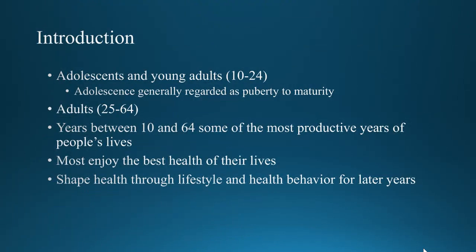Moving on to our next age groups, we'll talk about adolescents and adults. Adolescents and young adults range from the ages of 10 to 24. Adolescence is generally regarded as puberty to maturity. Puberty starts a little after 10, but for this sake, we'll say at 10, and then you are not fully mature until the age of 24. So that would be considered the period of adolescence.